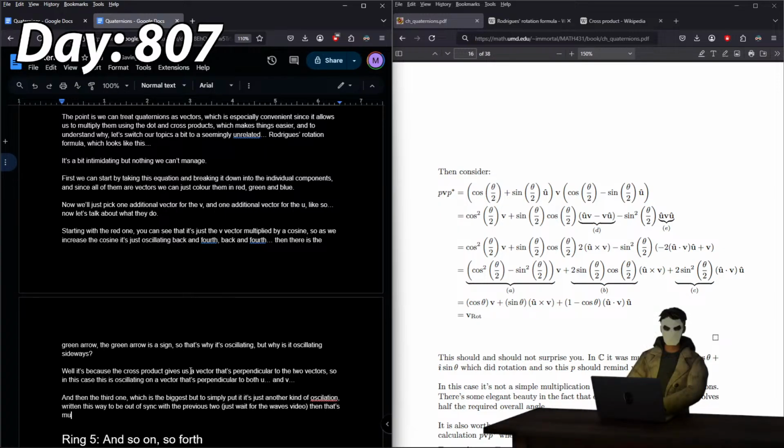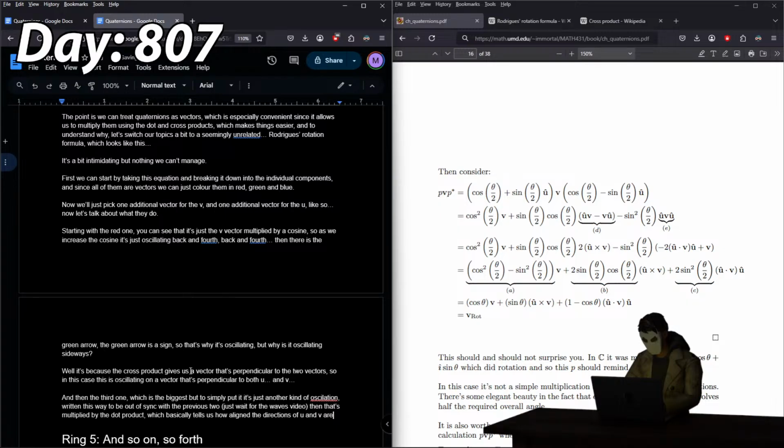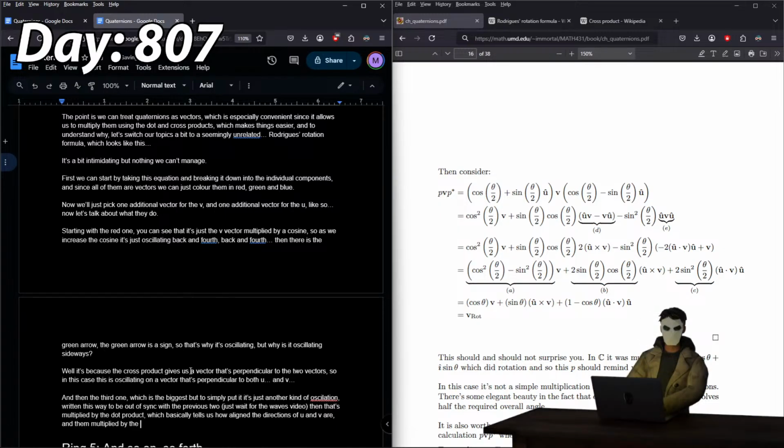Then that's multiplied by the dot product, which basically tells us how aligned the directions of U and V are, and multiplied by the U to move it in the direction of U.